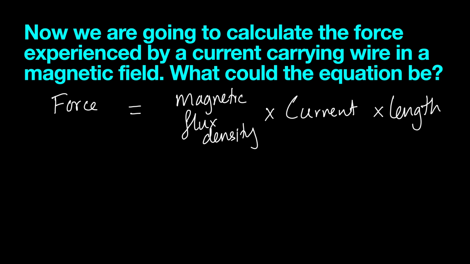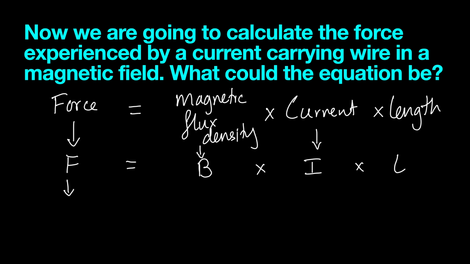Our force can be represented by F. Our magnetic flux density is denoted by B. Current, as we know, is represented by I, and the length of the wire is represented by a lowercase l. So that's F equals B times I times L.